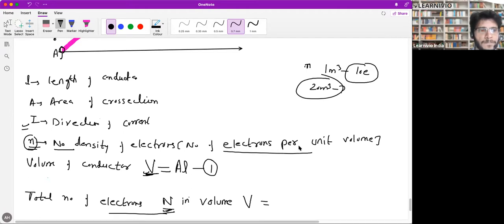Just first tell me, what do you mean by number density, Shahzada? Number of electrons per unit volume. Unit volume means 1 meter cube, right? Yes. I'm asking about the number of electrons in V volume. How will you calculate it? So n multiplied by V, right? Yes, sir. And V is A L.